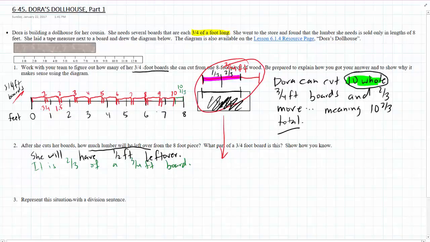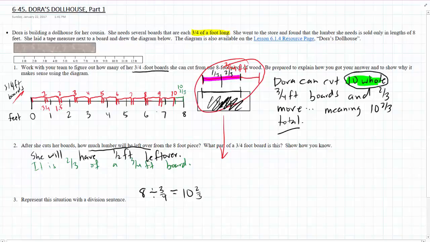And finally, represent this situation with a division sentence. Well, we start out with 8 feet, so that's what we're starting with, and we're dividing it, or splitting it, into what size? Well, we're splitting into 3/4 size pieces. And that's going to equal, well, we already know it equals 10 whole and 2/3, so 10 and 2/3.